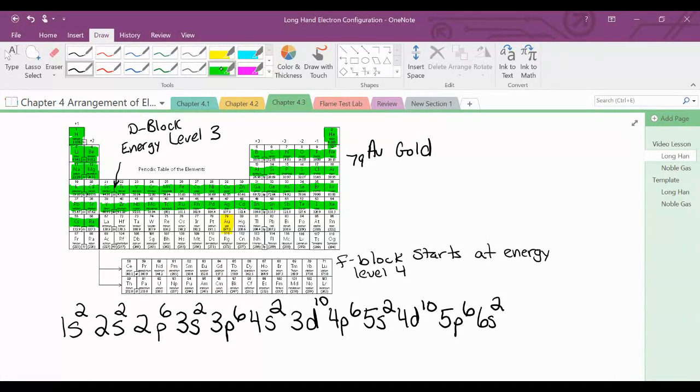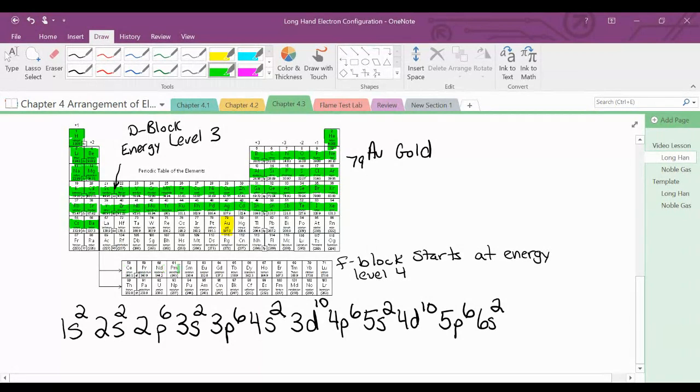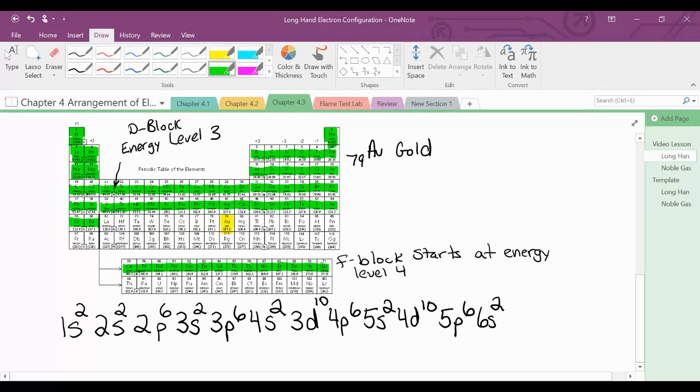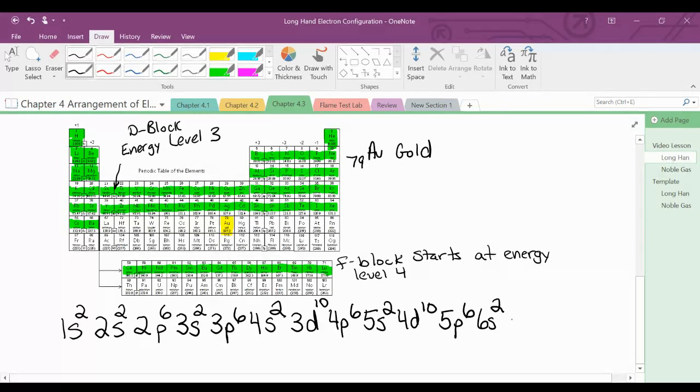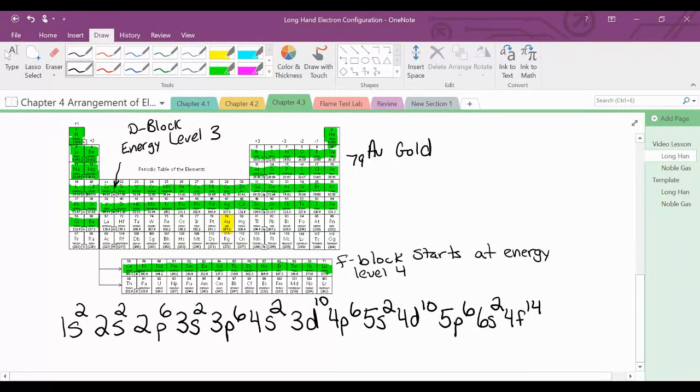And if we remember from our quantum number notes, the F sublevel can hold 14 electrons. And so if you count across, we have 1, 2, 3, 4, 5, 6, 7, 8, 9, 10, 11, 12, 13, 14 elements, 14 electrons. We are at 4f14. We are now in the energy level and block where gold is located. We're in the 5d.